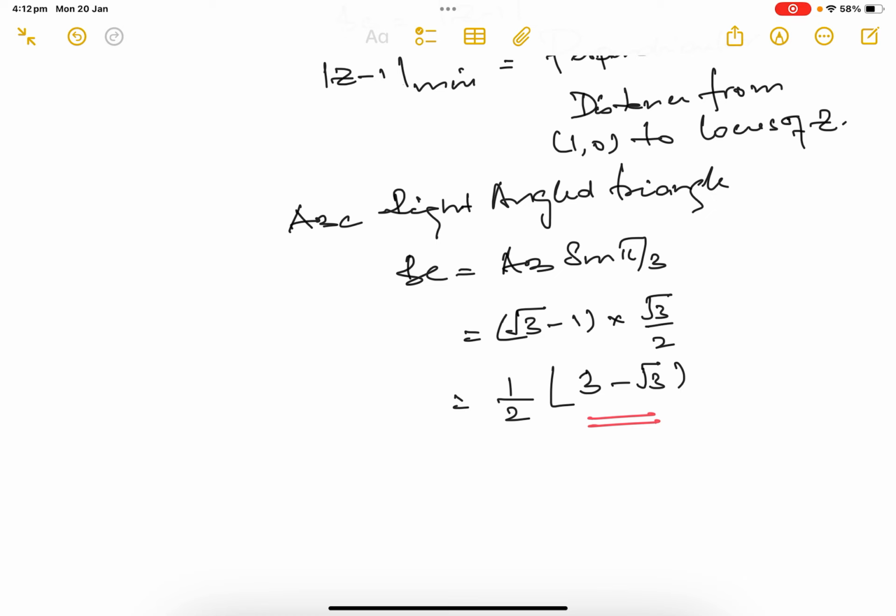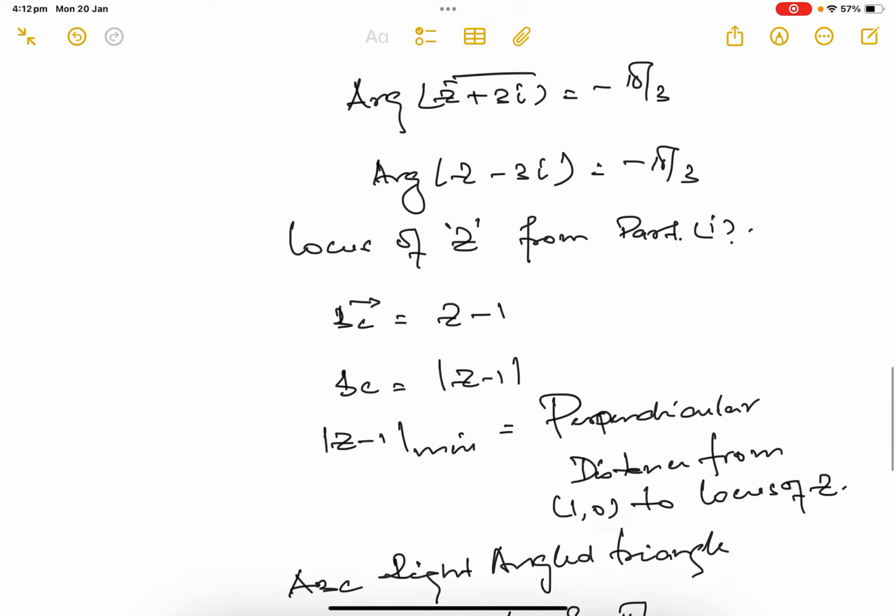Students should know this, or use the calculator. Root 3 over 2 is what the calculator gives you in decimals. So you should know sine 60, which is pi by 3, is root 3 by 2. So root 3 minus 1 times root 3 over 2. So half as a common factor. Root 3 times root 3 is 3, and root 3 times 1 is minus root 3. So this is the minimum distance from the locus of z to the point 1, 0.